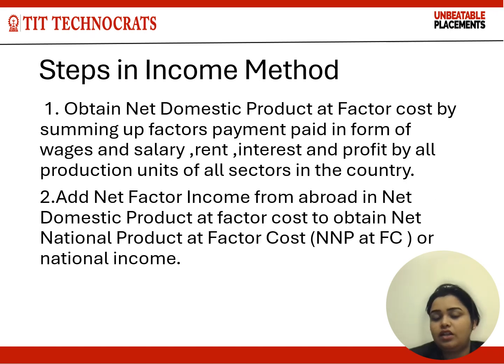Now, steps in calculating national income. Step 1 is to calculate net domestic product at factor cost. Net domestic product at factor cost is obtained by adding wages plus rent plus interest and profit. Then after this, we have to add net factor income from abroad to get net national product at factor cost, also known as national income.